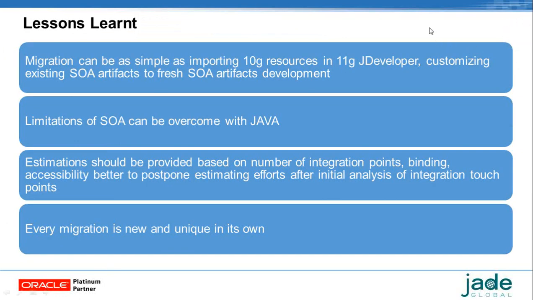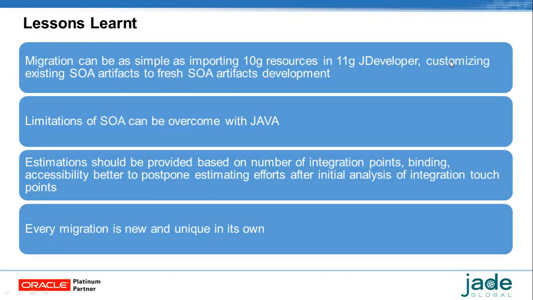Migration can be as simple as just importing 10g resources into 11g, but also customizing existing SOA artifacts to fresh SOA artifacts development. So that's one thing we can do in a very simple way, and some limitations of SOA can be overcome with Java. Like you have seen, we can develop some custom Java functionalities to overcome the limitations.